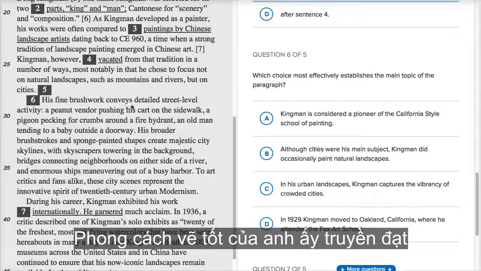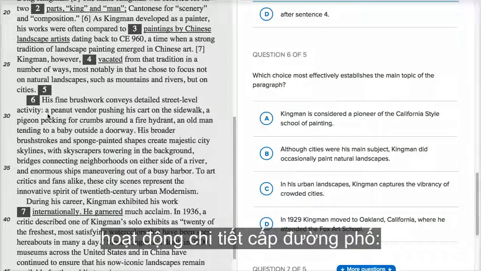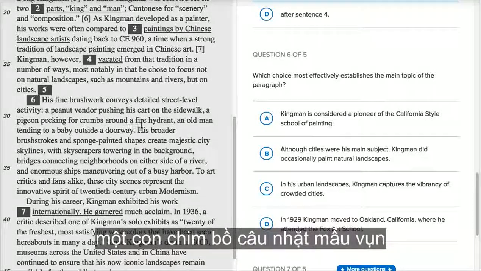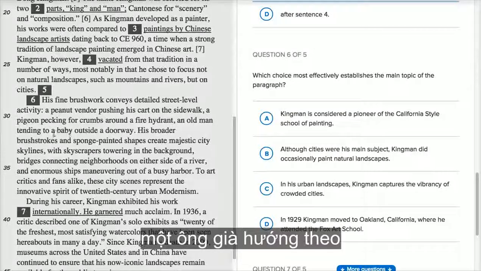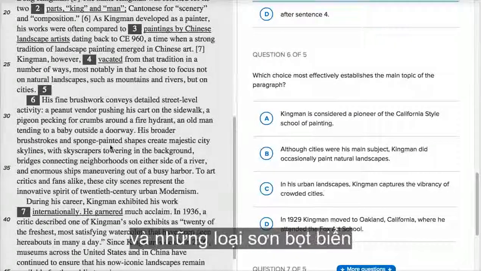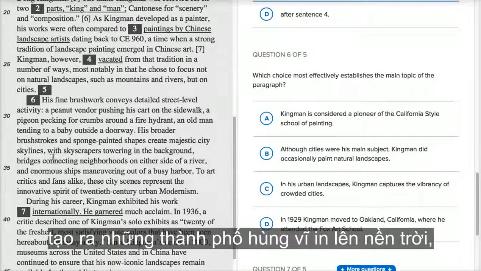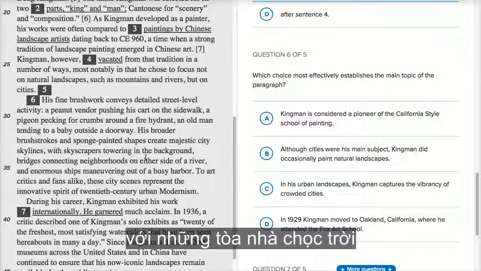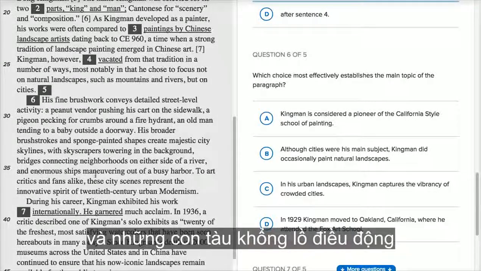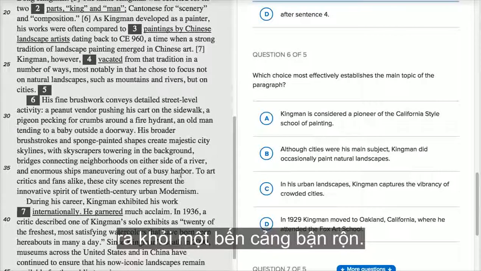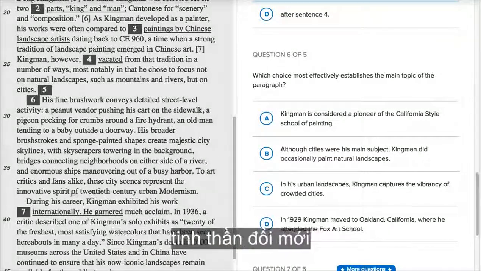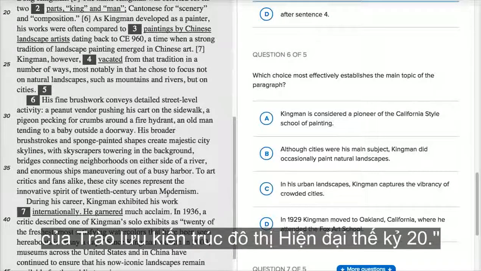His fine brushwork conveys detailed street-level activity. A peanut vendor pushing his cart on the sidewalk, a pigeon pecking for crumbs around a fire hydrant, an old man tending to a baby outside a doorway. His broader brushstrokes and sponge-painted shapes created majestic city skylines, with skyscrapers towering in the background, bridges connecting neighborhoods on either side of a river, and enormous ships maneuvering out of a busy harbor. To art critics and fans alike, these city scenes represented the innovative spirit of 20th century urban modernism.